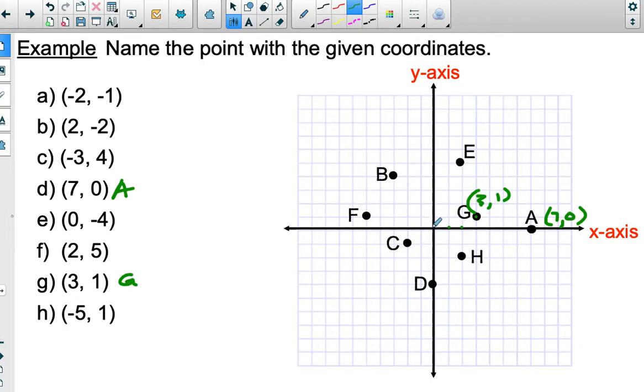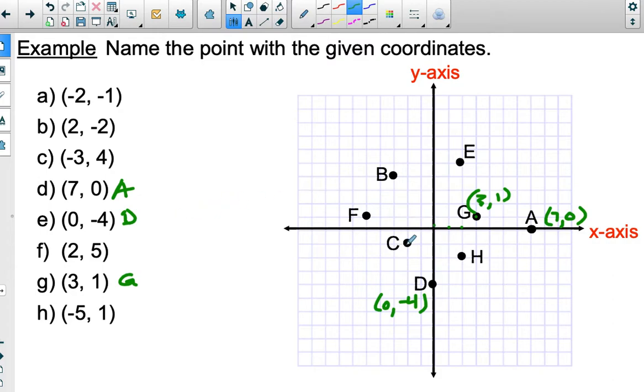D, let's do D here. 0 on the x-axis. 1, 2, 3, down to -4. So that's 0, -4. And we can see here that that's this one. So once again, pause yourself. Try to do this on your own, so you're not just copying down my work, but you are making sure you know how to do it. And then unpause yourself and see if you're right.